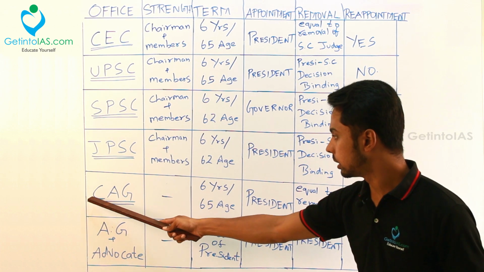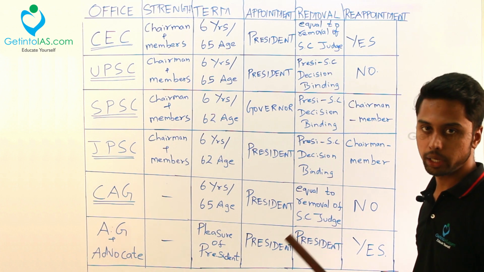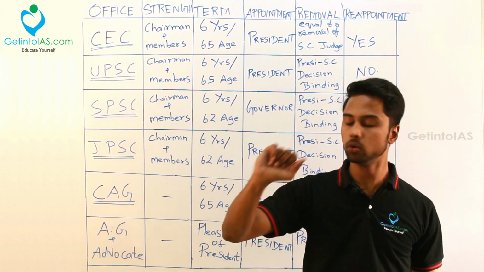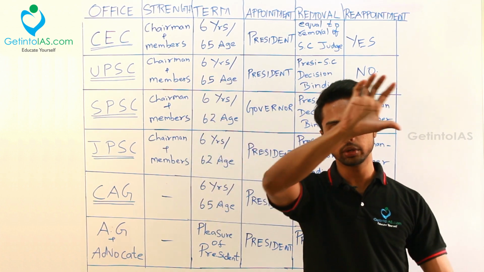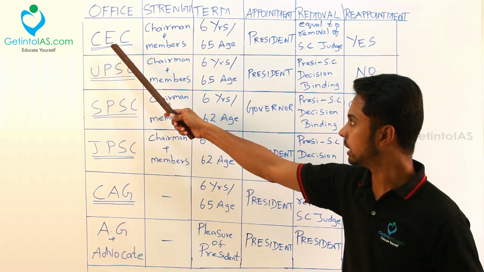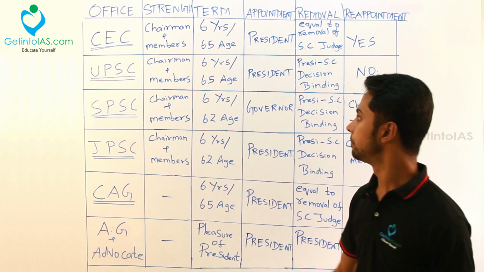Okay, your Comptroller and Auditor General also, the removal is equal to that of a Supreme Court judge. Okay, so you can form an equation. Removal of Supreme Court judge is equal to removal of election commissioners is equal to removal of CAG. Okay, so it is the equation. These three are equal. Okay, so this is the similarity between CEC and CAG. Okay, that is the thing.